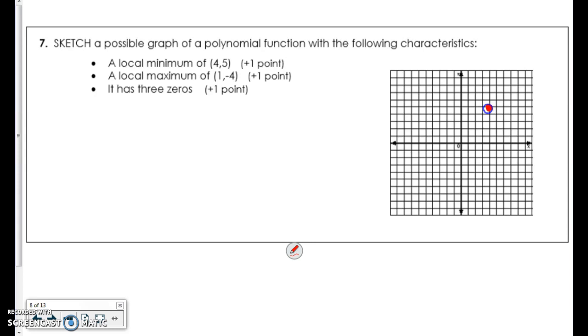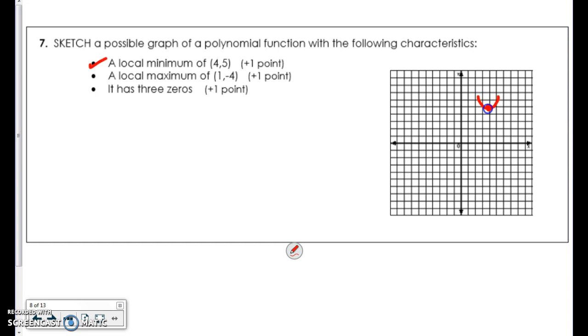Since it's a local minimum, that's the lowest point in the area, so I'm going to make sure that both sides around that point are greater than that. That covers the first characteristic we need to have.